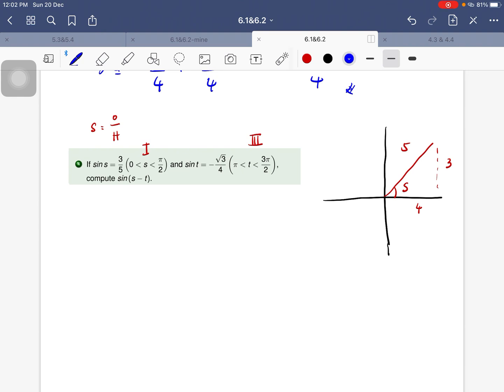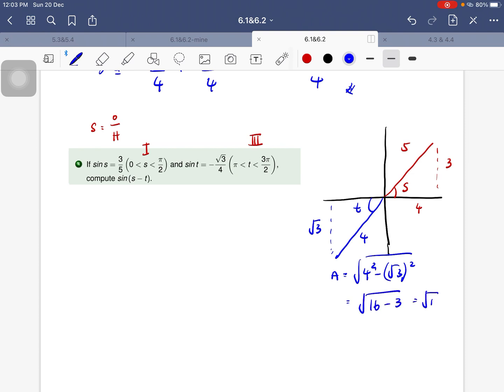And then we have another angle, which is positioned in the third quadrant. So it's going to be somewhere over here, and it's going to be given by T. For the case of T, the opposite is given by a value of square root 3 and the hypotenuse is given by a value of 4. Okay. And if I wanted to know the value for the adjacent, I can write that. The adjacent value is going to equal the square root of 4 squared minus square root 3 squared, and that is going to equal the square root of 16 minus 3, which is the square root of 13. So it's going to be square root of 13 right here.